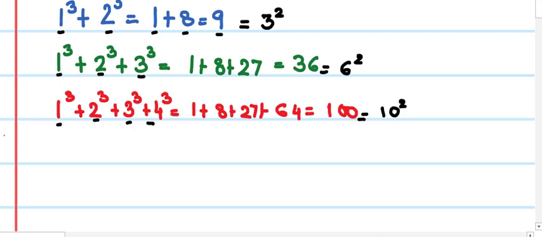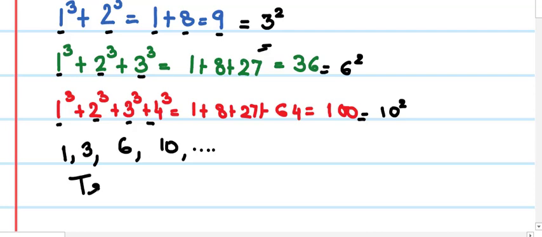Like so, if we proceed on, we will find what we are getting in the result part. In the beginning I had not selected 1 cube, which is simply 1 and is also equal to 1 square. So I am getting the special numbers 1, then 3, then 6, then 10 and so on. Do you have any idea about these numbers? These numbers are said to be the triangular numbers.